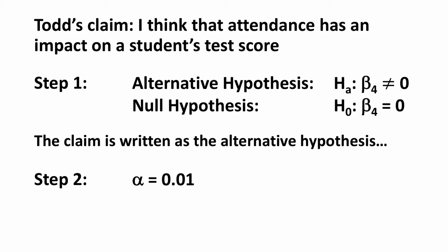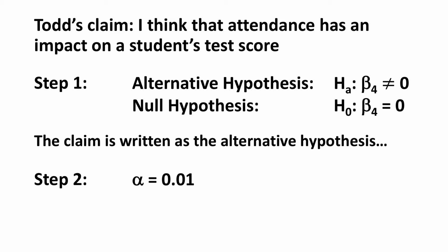We often use the results from a multiple regression model to do a hypothesis test. So as an example, I have this idea that I think that attendance has an impact on a student's test score. So let's go through the 5 steps of the hypothesis test. The first step is to write out your hypotheses. Of course, the alternative hypothesis is your claim. So here the alternative hypothesis, H subscript A, is beta 4 is not equal to 0. So of course, the null hypothesis is that your claim isn't correct. So we can write out the null hypothesis as H subscript 0, beta 4 is equal to 0.